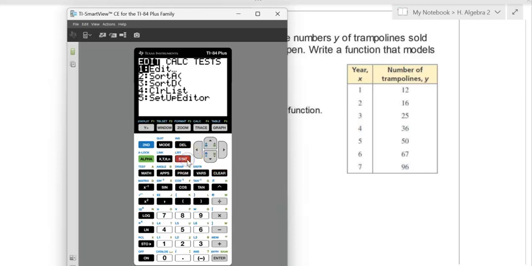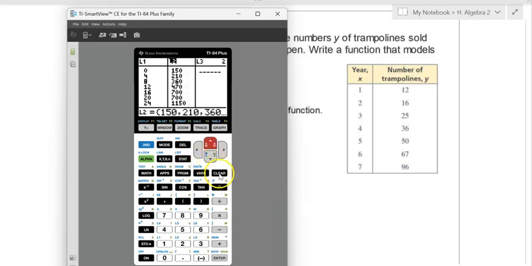So we're going to do stat. We're going to hit enter on edit. Anything in your list, go ahead and clear out. Go up to L2 and hit clear enter. And then go up to L1 and hit clear enter. I'm going to pause this video while I type in this data.